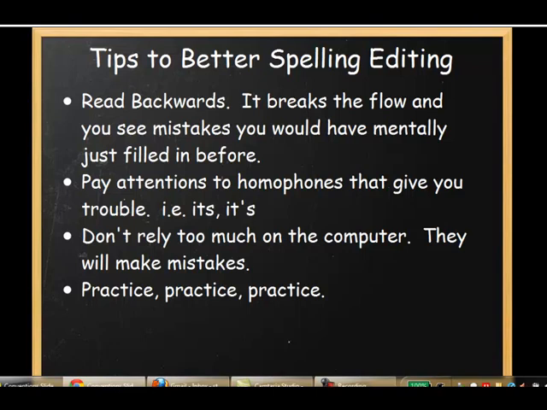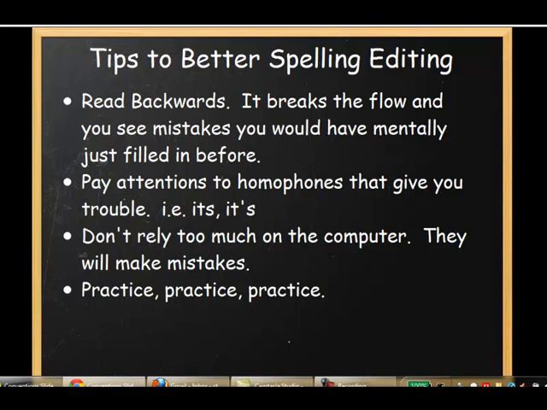Pay attention to homophones, which are words that pronounce the same, sound alike, but are spelled differently or have differences. So the example I gave was it's and its. You know, your and yours, there, and there. All those are homophones. Message, massage, things like that.